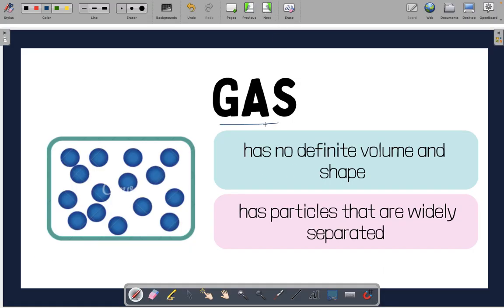Then you come to gas. So gas is different from solids and liquids. Solids have a fixed shape and a fixed volume. Liquids have a fixed volume but no fixed shape. Gas does not have either fixed volume or shape. So the volume of gas is not fixed and the shape is also not fixed. Why is this so? Because the particles are very far away from each other and they constantly move at very high speeds.